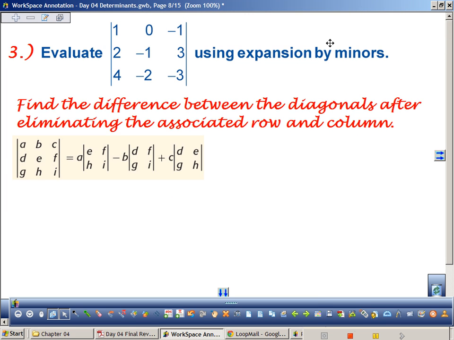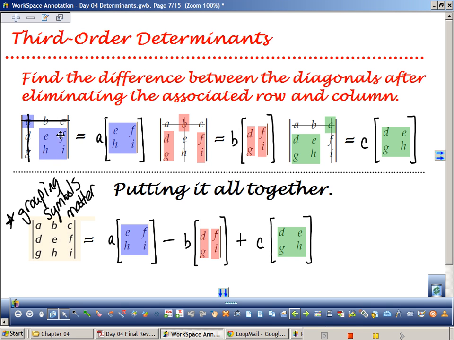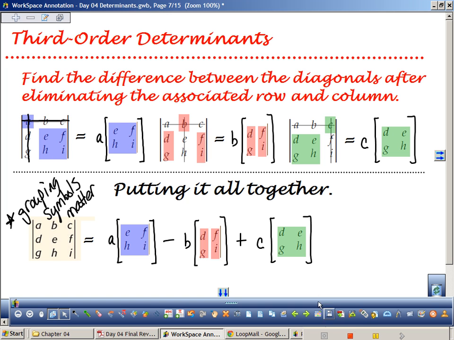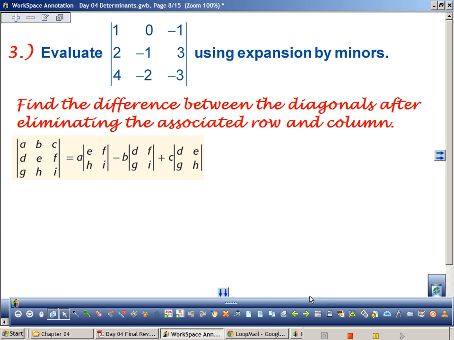Okay, so evaluate using expansion by minors. That's what this is. This is expansion by minors. Minors being that these are the minors, we're expanding each one. Does that make sense? Expanding it into second order determinants and then breaking them down and working on them. No questions yet. Just let me do this.